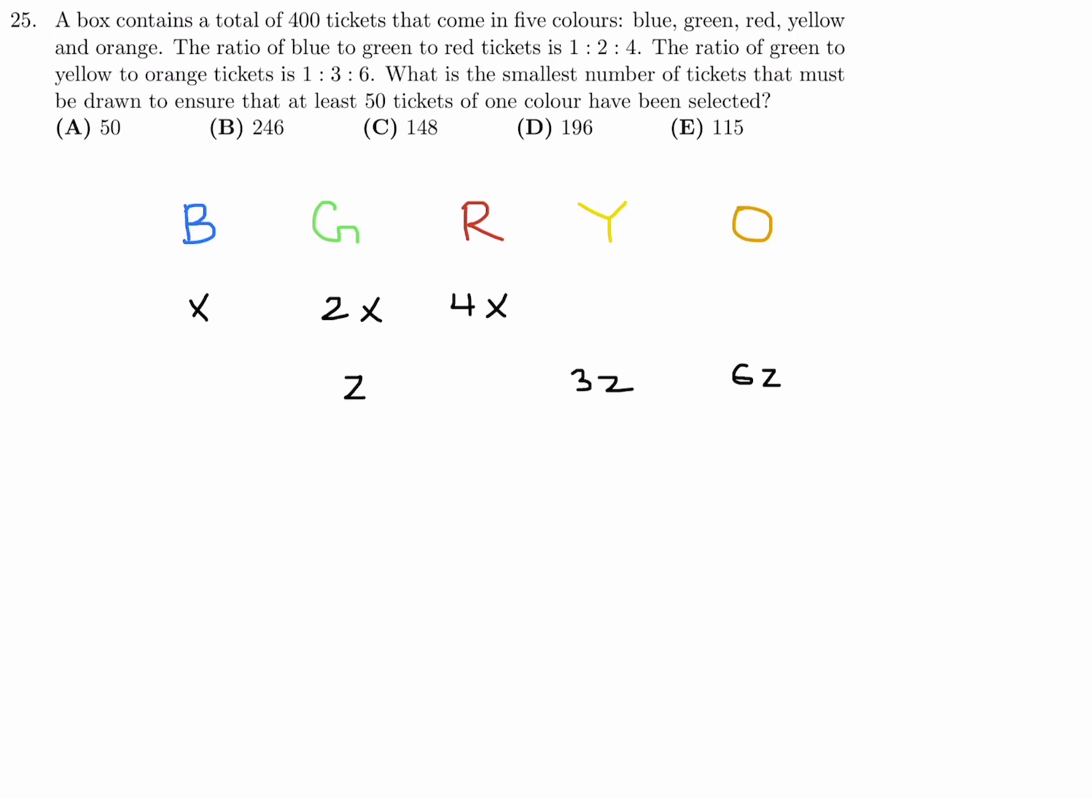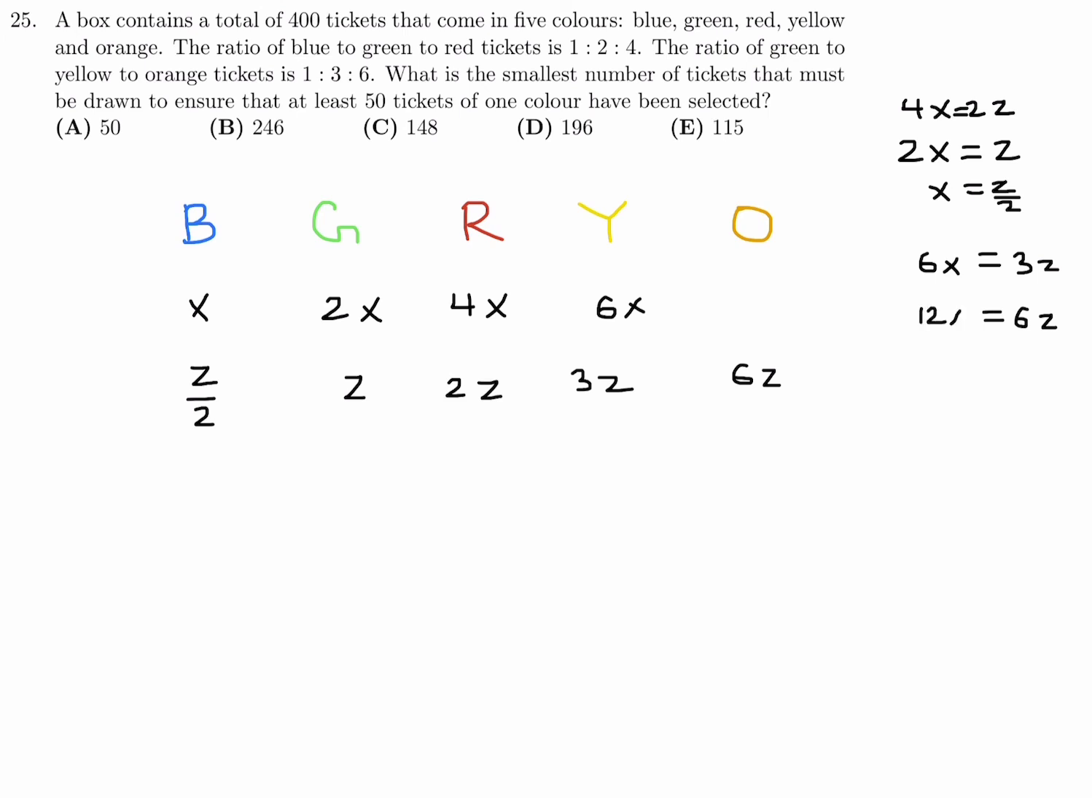All right. So the first thing we have to do is find out the distribution of these tickets, considering that they all add up to 400. Well, Z represents the number of green tickets, but so does 2x. So that means that 2x is equal to Z. If 2x is equal to Z, that means x is equal to Z over 2. So put that here. 4x would be equal to 2Z. So put that here. And then 3Z would be equal to 6x. So put that here. And 6Z will be equivalent to 12x. So put that here.